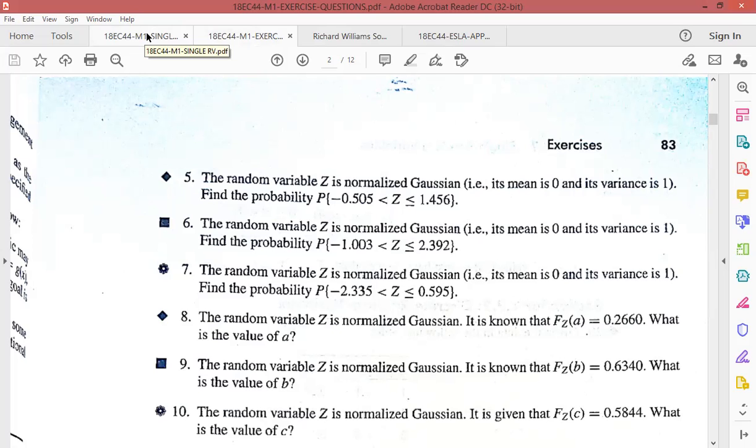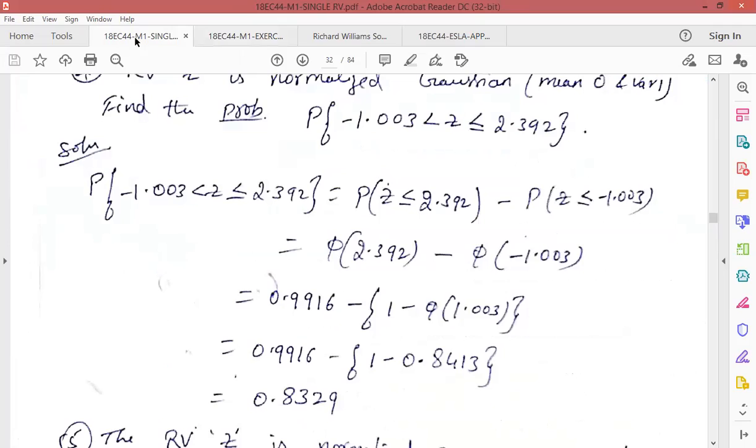And for minus 1.003, first calculate the plus value for 1.003. That lies between 1 and 1.0, and take the next nearest value as 1.1 itself. So that you will be getting the approximate value. Take the 1.0 and 1.1 values, calculate and tell me. I have solved this.